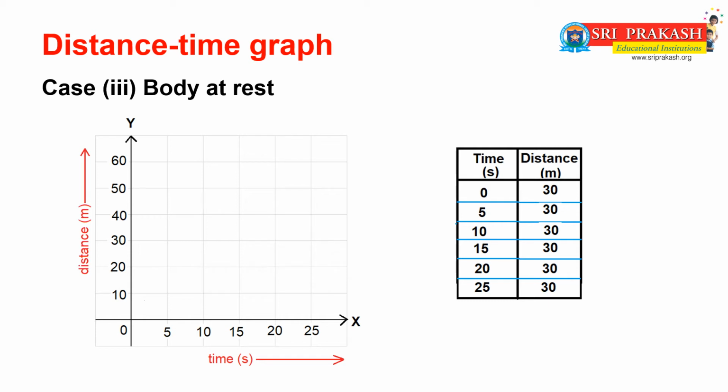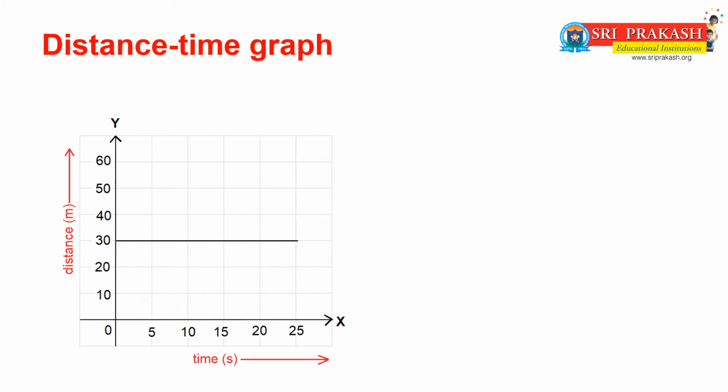At 0 seconds, the position is 30 meters on y-axis. 5 seconds, no change in the position. 10 seconds, no change in the position, same 30. For 15 seconds, no change in the position. And for 20 seconds, it's again 30. And for 25 seconds, it's again 30. So the graph will be a straight line parallel to the time axis.